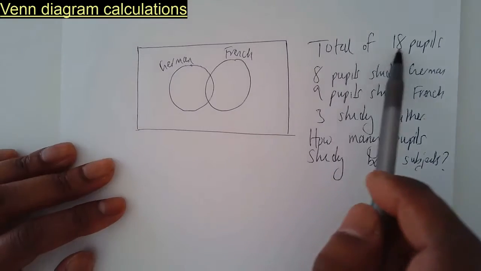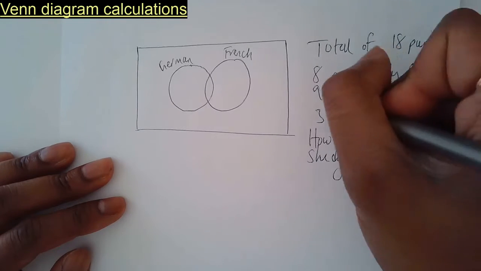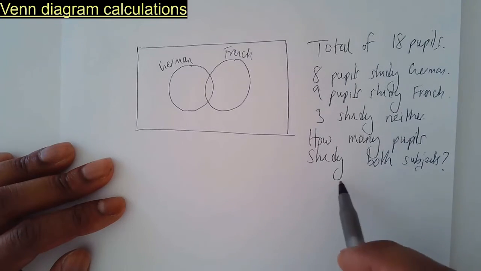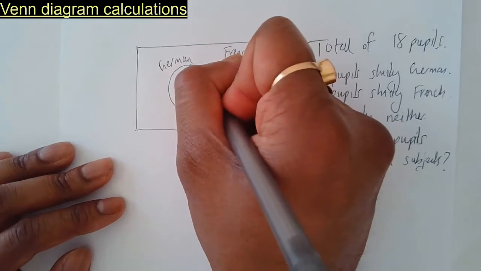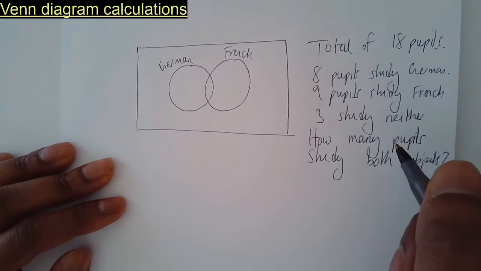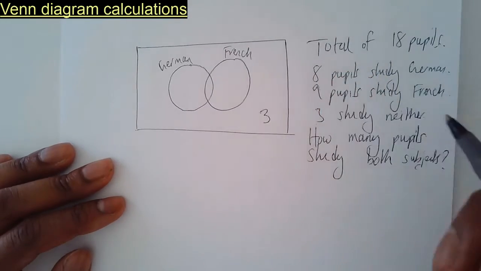A total of 18 pupils this time. 8 pupils study German, 9 pupils study French, 3 study neither. How many pupils study both subjects? Basically, trying to work out what number goes in the overlap part. 3 study neither, so that definitely goes on the outside.